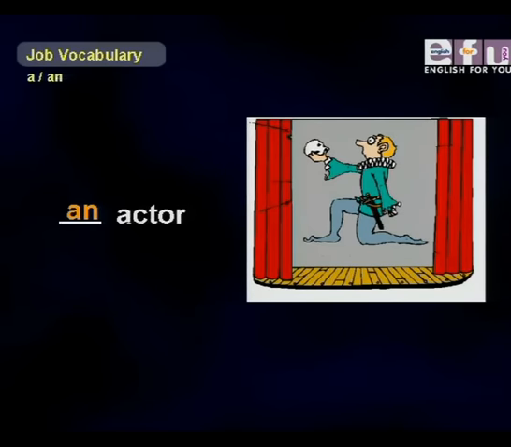Very good. All right, let's go over these again. An artist, a singer, an engineer, a manager, a director, a cameraman, a businesswoman, a police officer, a sales assistant, a veterinarian, an actor, a waitress, a waiter, a computer programmer, and an accountant.